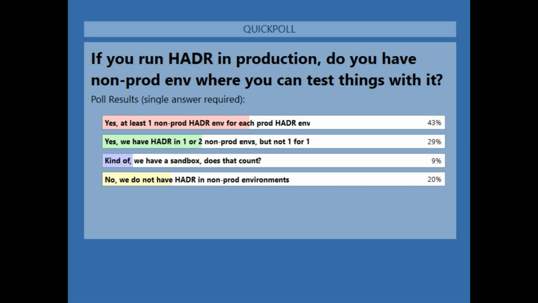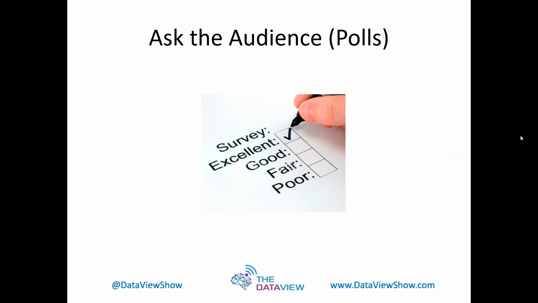And this is confessional. 43% have at least one non-prod HADR environment, like their production environment. That's probably a best case scenario. 29% say, yep, we have HADR in one or two non-prod environments. 9% kind of, we've got a sandbox. And 20%, nope, don't have HADR in a non-production environment. Well, that seems a little risky, don't you think, Ember? Yeah, I'm curious if some of those people don't have HADR too.